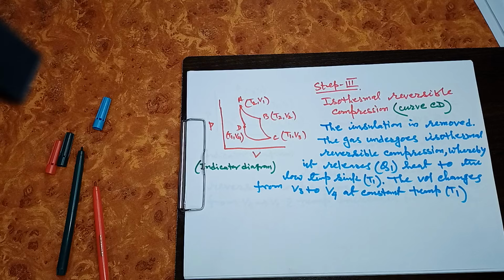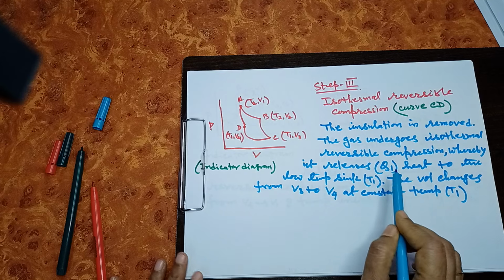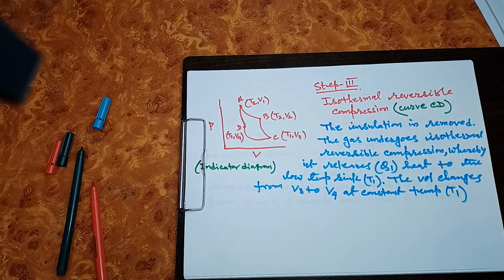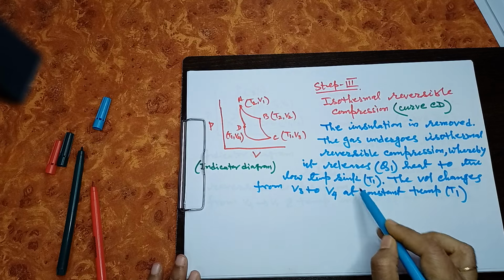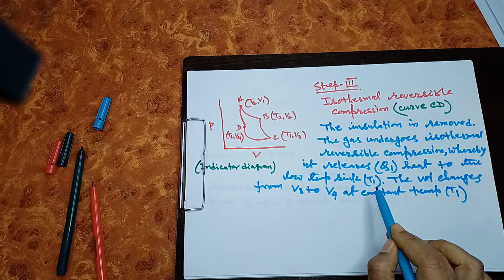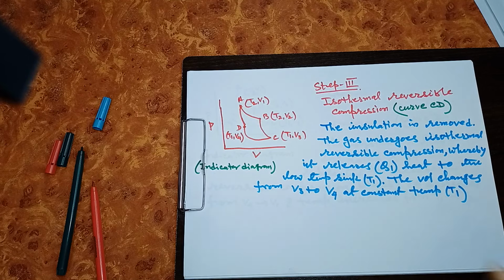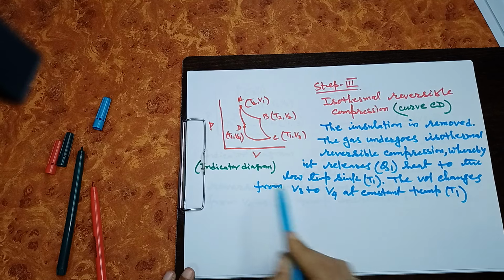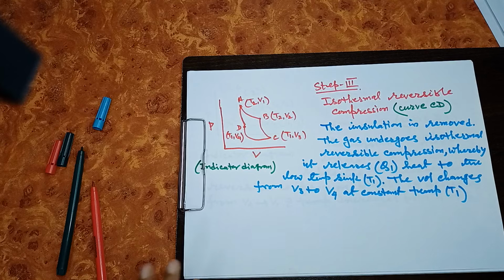Compression means work done on the system. And during compression, it releases Q1 amount of heat to the low temperature heat reservoir, that is called sink, whose temperature is T1. So this operation is done at the constant temperature T1. It releases Q1 amount of heat to the low temperature sink, whose temperature is T1. And the volume changes from V3 to V4. So once again, it is the isothermal reversible process.